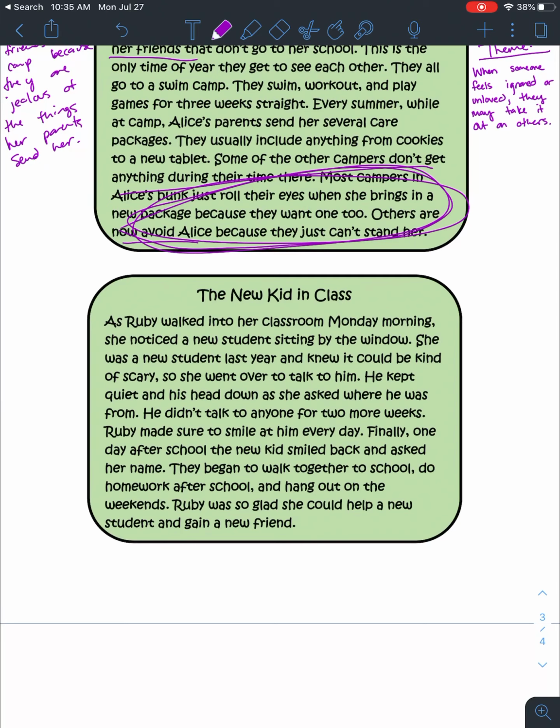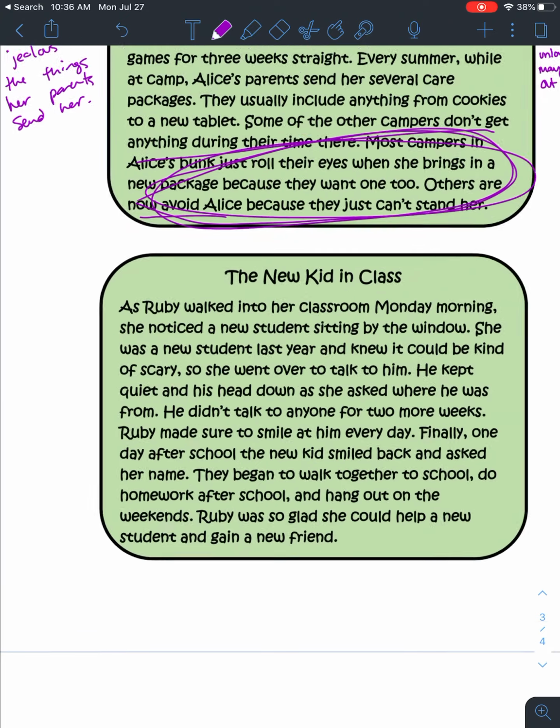The new kid in class. As Ruby walked into her classroom Monday morning, she noticed a new student sitting by the window. She was a new student last year and knew it could be kind of scary, so she went over to talk to him. He kept quiet and his head down as she asked where he was from. He didn't talk to anyone for 2 more weeks. Ruby made sure to smile at him every day, and finally, one day after school, the new kid smiled back and asked her name. They began to walk together to school, do homework after school, and hang out on the weekends. Ruby was so glad she could help a new student and gain a new friend.